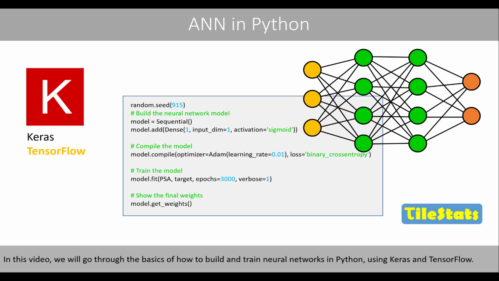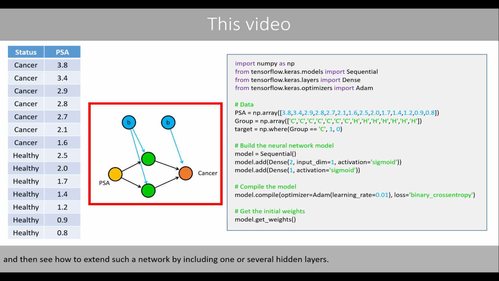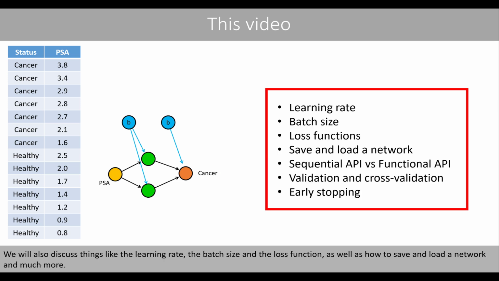In this video, we will go through the basics of how to build and train neural networks in Python using Keras and TensorFlow. We'll first see how to build and train a network on some simple data, and then see how to extend such a network by including one or several hidden layers. We will also discuss things like the learning rate, the batch size, the loss function, as well as how to save and load a network and much more.